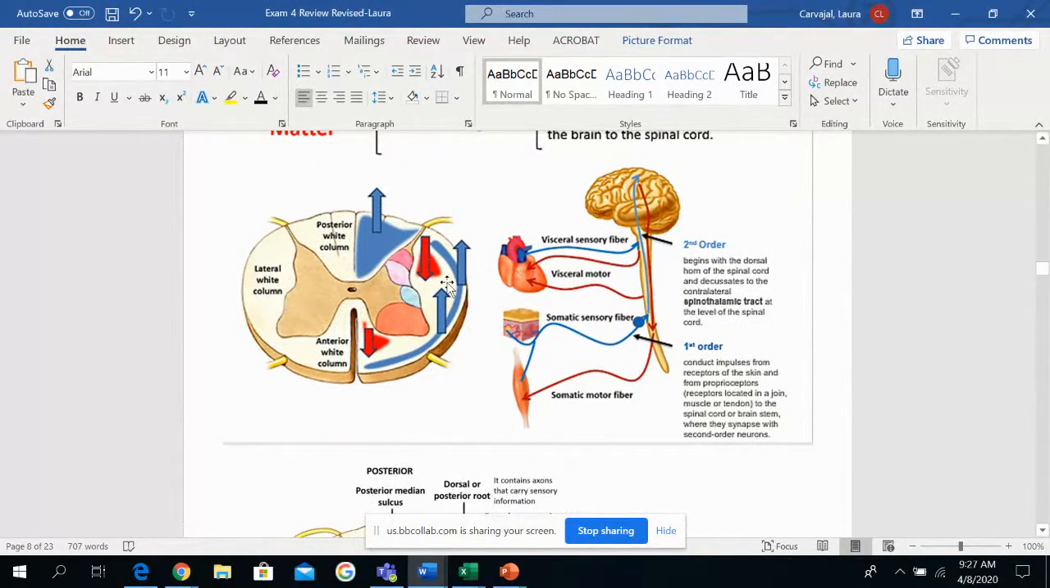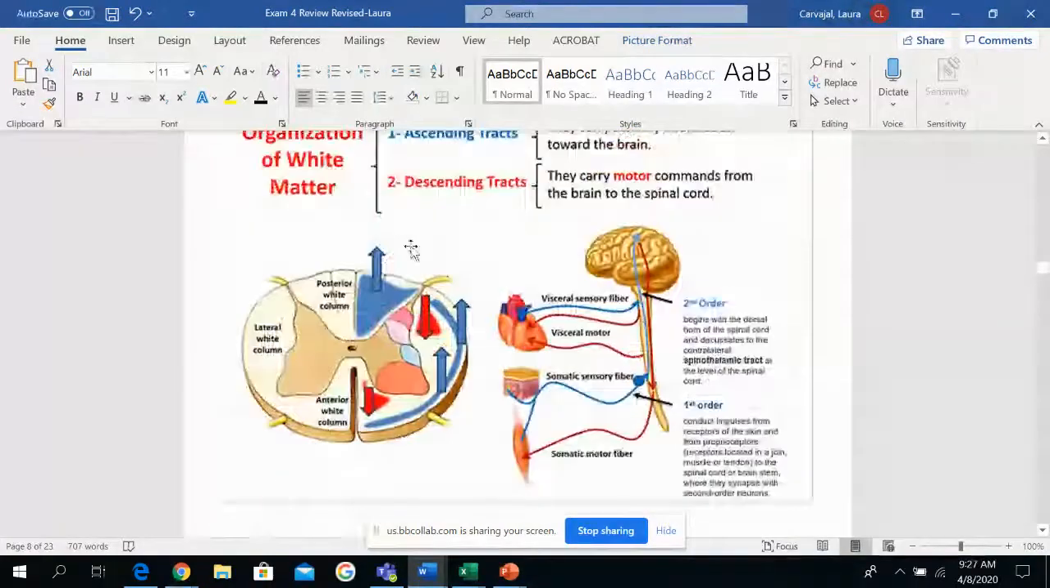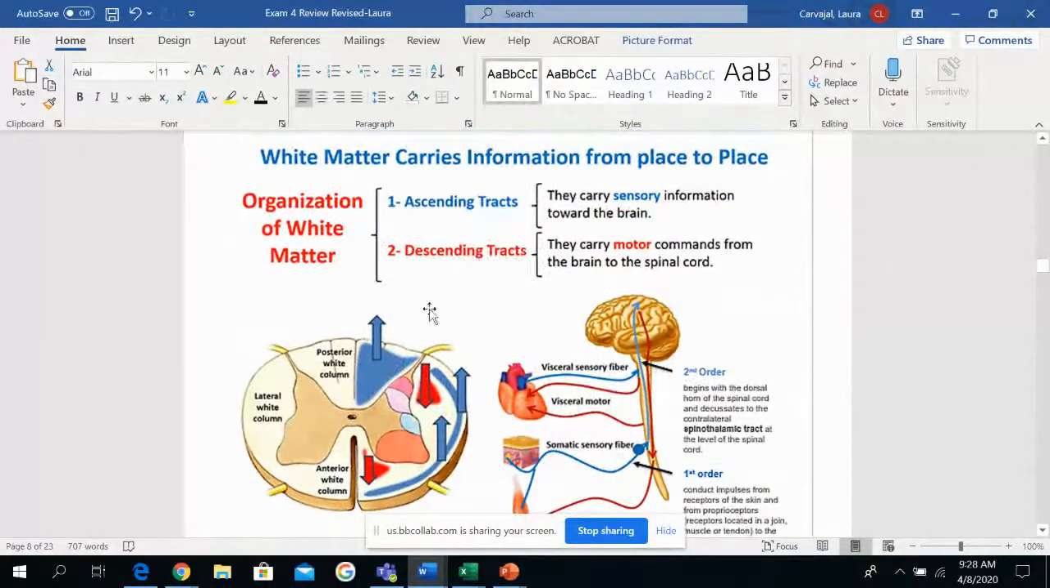Motor tracts basically are the descending tracts. They're sending information or motor commands from the brain to the spinal cord. And the sensory tracts are the ascending tracts. They are sending the information from the outside to the brain and spinal cord, letting everyone know, hey, we're sitting outside and it's 90 degrees. It's time for you to start sweating, or activate the sweat switch, so that we don't overheat.